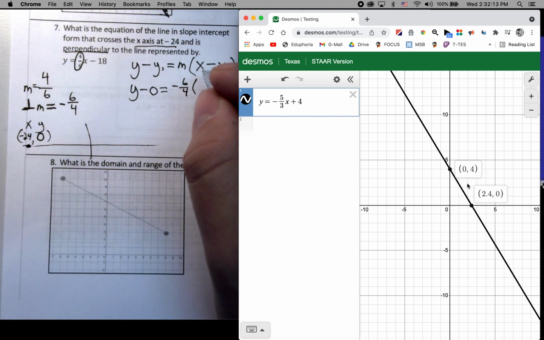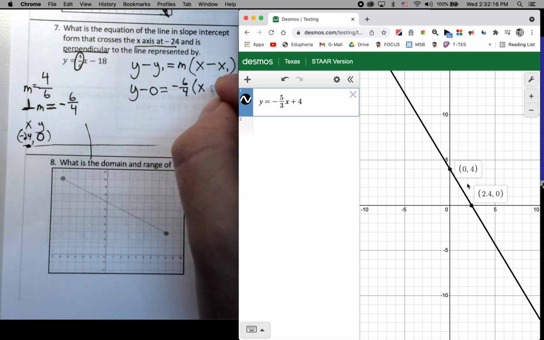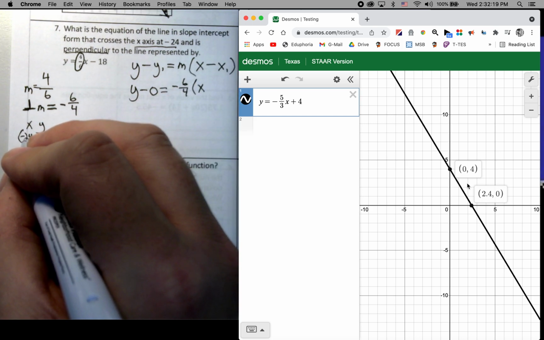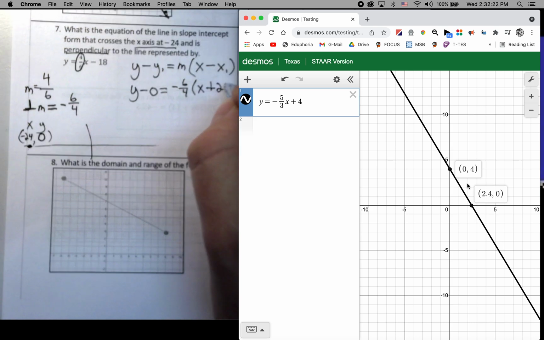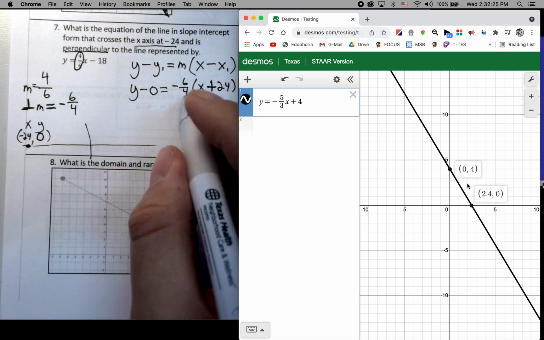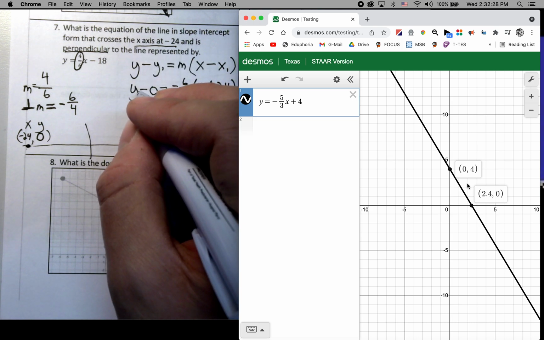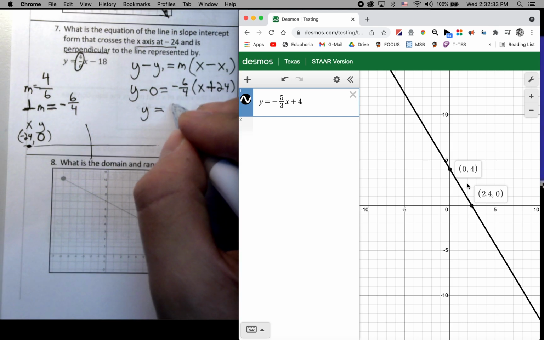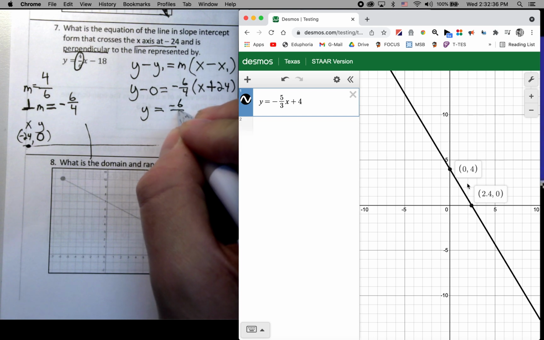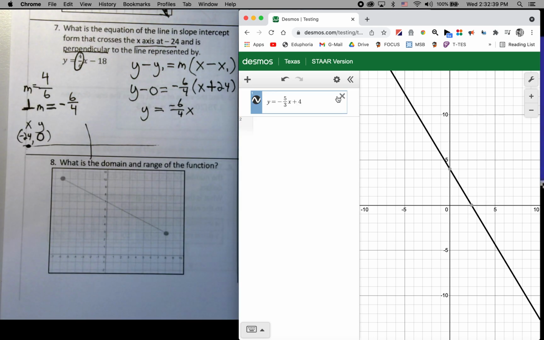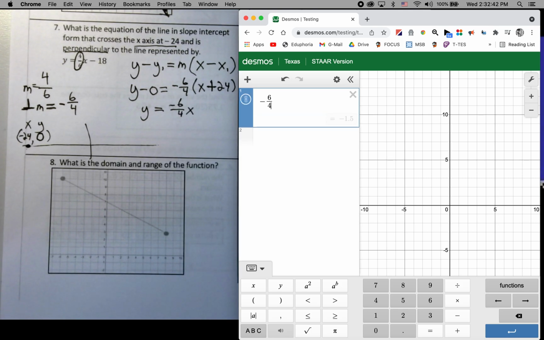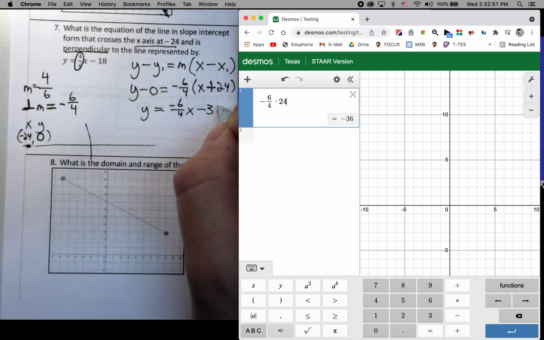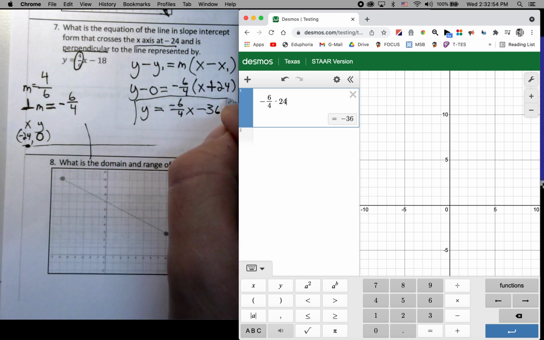parenthesis x, and then remember, you flip the sign, so that's going to become x plus 24. And now I'm going to distribute that -6/4. Also, y minus 0 is just y, so I'm just going to simplify that to y. -6/4 times x is -6/4 x. And then I'm going to do this in Desmos, so I'm going to type in -6 divided by 4 times 24. And that's going to give me -36. And there we go. Okay.